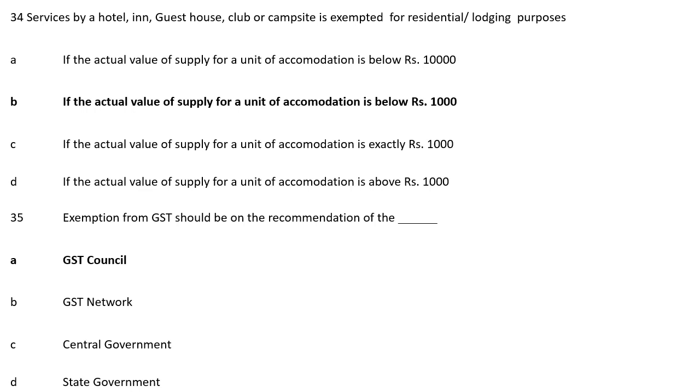Exemption from GST should be on the recommendation of the dash. Option A GST Council, option B GST Network, option C Central Government, option D State Government. The correct answer here is option A, GST Council. Exemption from GST should be on the recommendation of the GST Council.